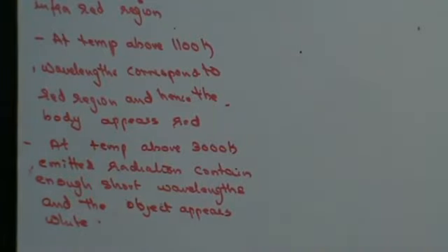So these are the radiations of a black body. At extremely low temperature, it is giving out certain light, but that light is in the infrared region, and hence you are not able to see it. At temperatures about 1100, it appears red. At temperatures about 3000 Kelvin, it appears white. Next, let's see Wien's displacement law.